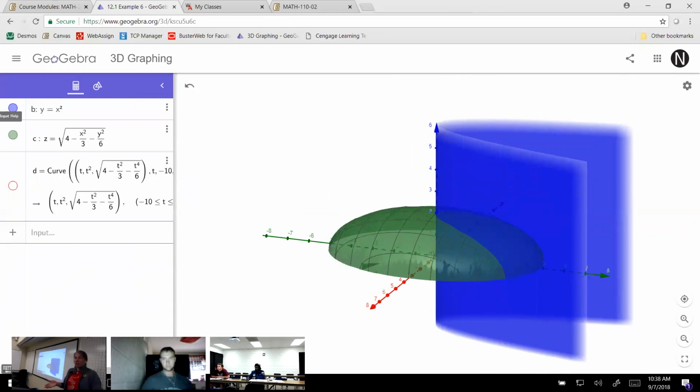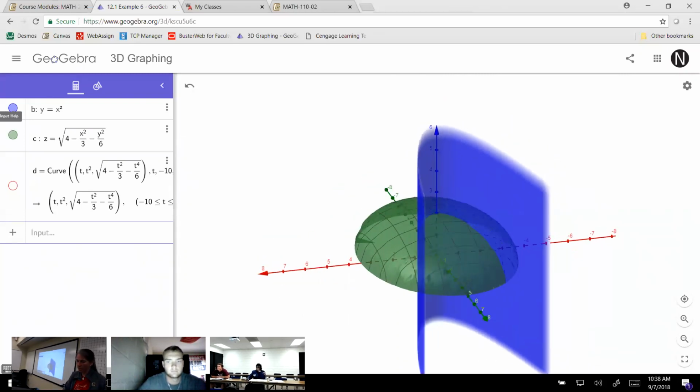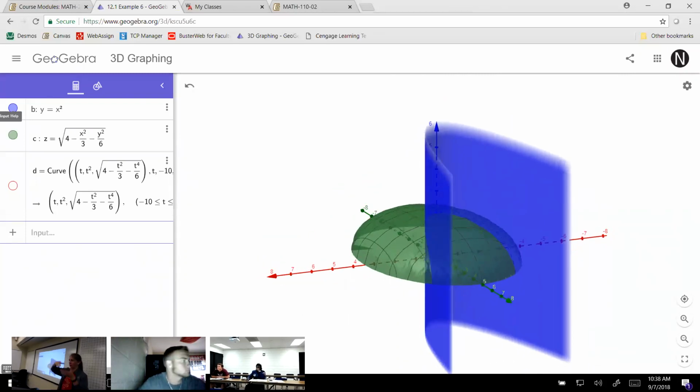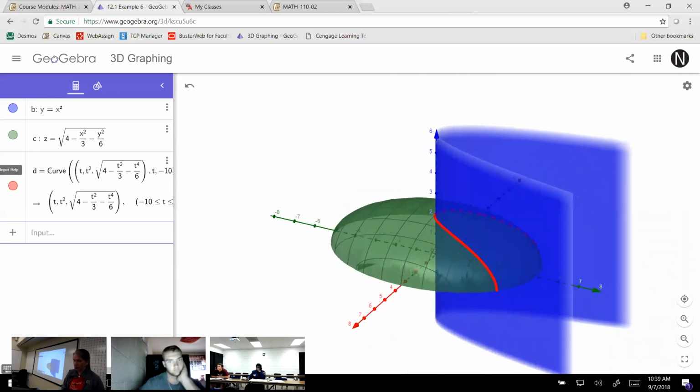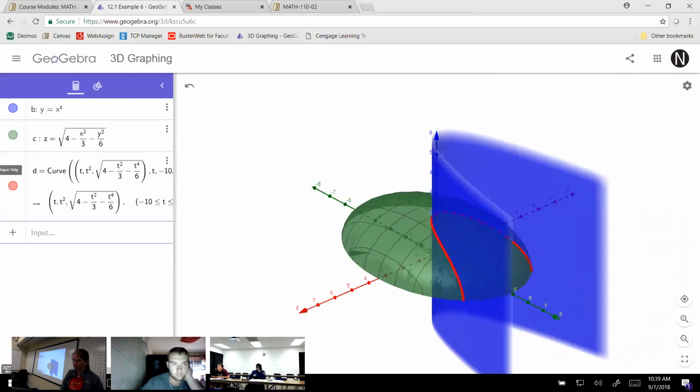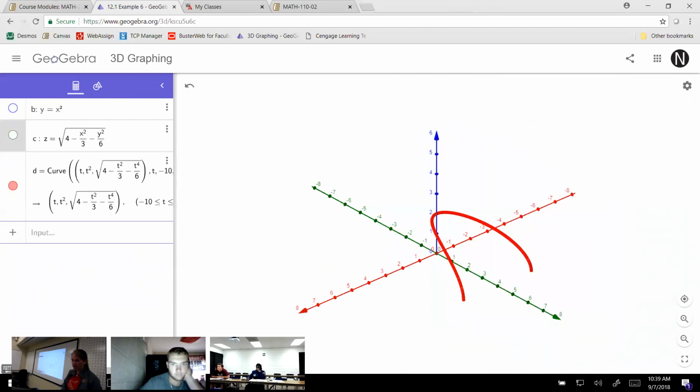Then what we were asked to do in that example was say, okay, where do these two things intersect? And we can see that they definitely do intersect. There's this path where the ellipse and the parabolic cylinder cross each other. We went through, we had that equation, and here is the actual curve where those two things intersect. You can see it's on the surface of that ellipse, but it's tracing along where that parabolic cylinder is, and that was the equation that we came up with.